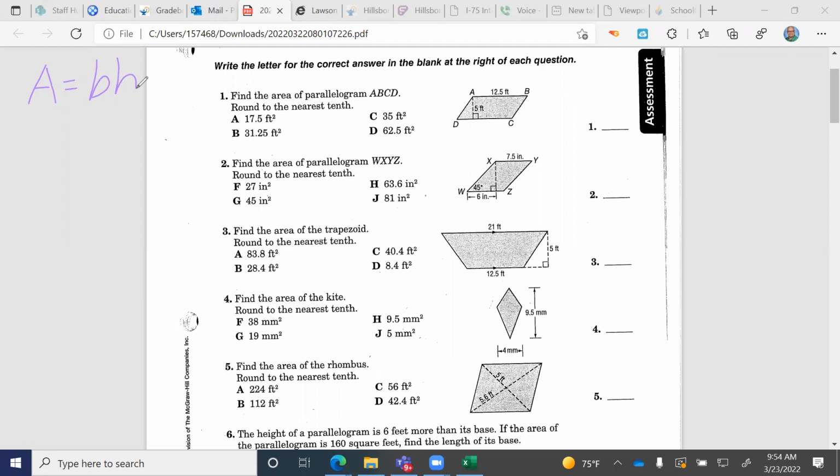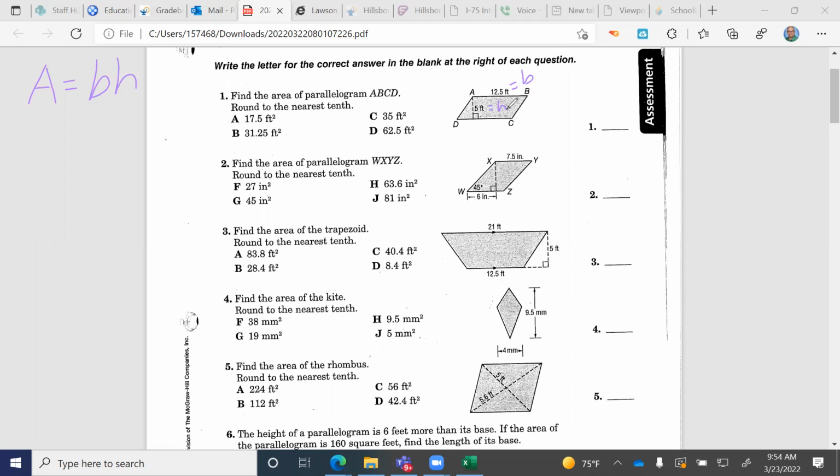Now, on this one, are we given base and height? That's the next question you have to ask. You have to first know what formula we're using, and then we have to know, do we have all the information we need to plug in? So do we have base and height here? Yeah. So this 12.5 could be our base, and then the 5 can act as our height. And height is always perpendicular to our bases.